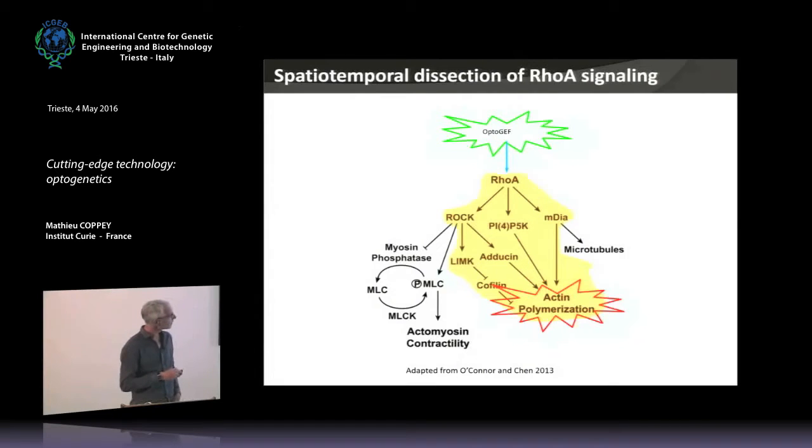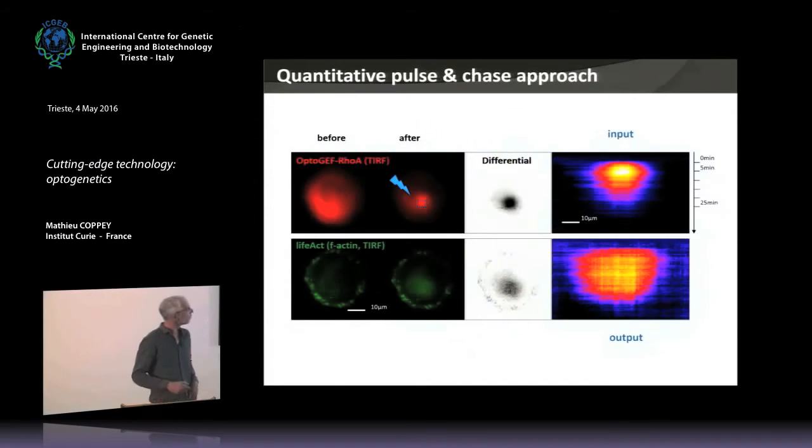The first thing that we looked at was the link between RhoA and actin polymerization, to see how in space and time the activation of RhoA was acting on actin. The way we analyzed that was to make a kind of quantitative pursuit-chase approach. It's the same idea of having an input and an output that you measure at the same time, but now you have space in addition.